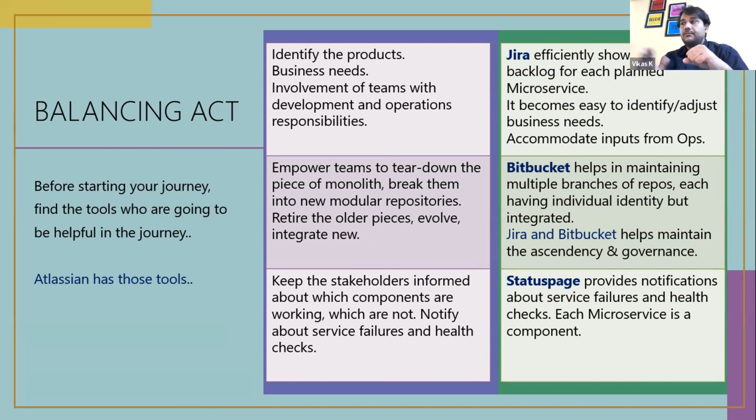What is happening now? We are introducing Bitbucket, and for each smaller product that we have identified in the whole bunch of the monolithic application, we will maintain multiple branches of repositories, and each will have an individual identity but integrated. So we know the integration point. So this is the repository. When it is executed, when the final build is released, it is going to be integrated with this particular module. So that individual identity has to be maintained in the repositories, but it also has to be integrated.